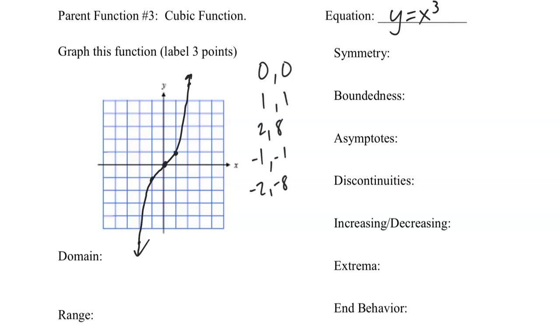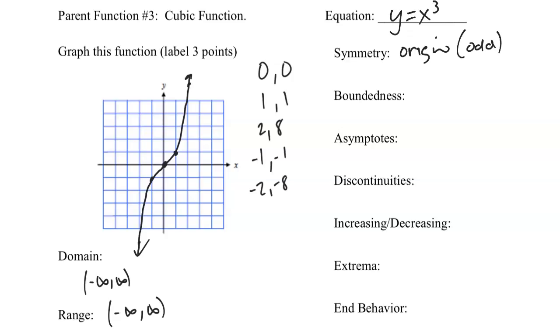Okay, so what will the domain be? Well, there are no restrictions. It touches every x value on the graph, and so negative infinity to infinity. The range also touches every y value, and so that will also be negative infinity to infinity. There is some symmetry to this graph. It has symmetry to the origin, which means that it is going to be odd.